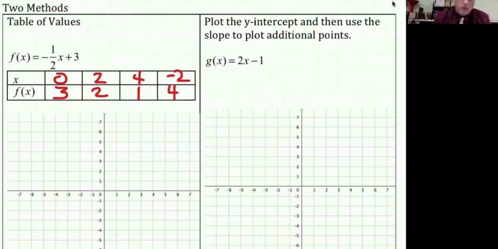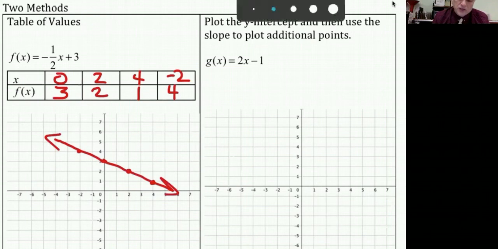So let's plot these points. Okay, 0, 3, going to be right there. 2, 2, the ballerina is going to be right there. 4, 1, right there. Okay, and negative 2, 4 is right there. And if I connect these with a straight line, it can go through all of those points. Looks like we did a pretty good job on that one. Let's change it over to green, and let's look at another method of graphing a line.